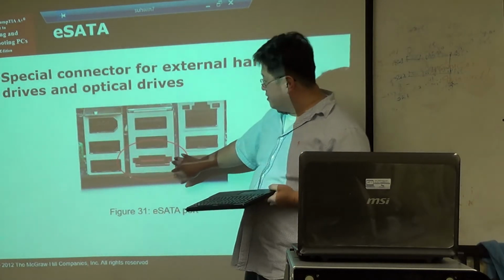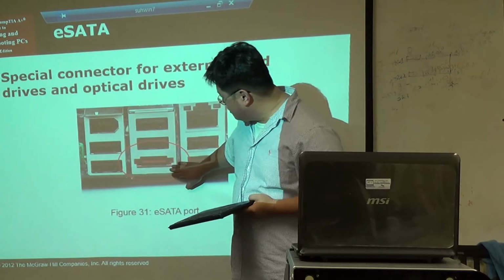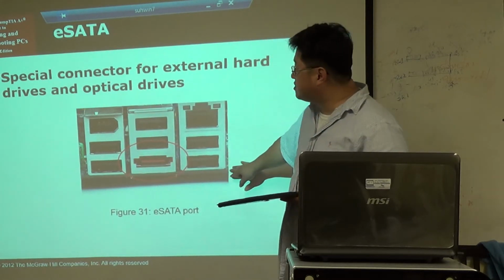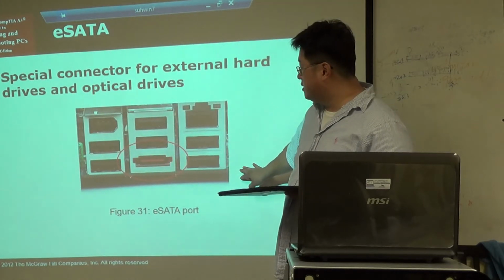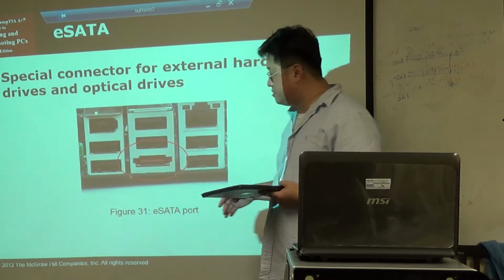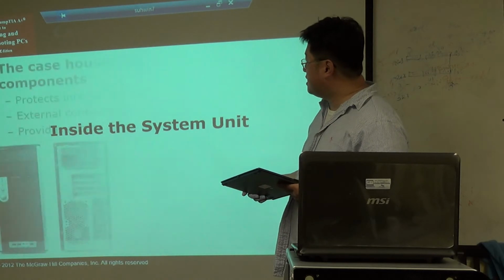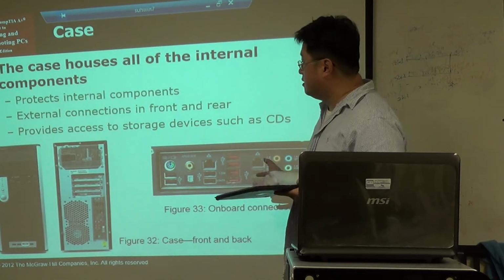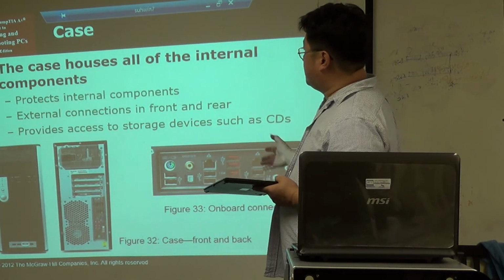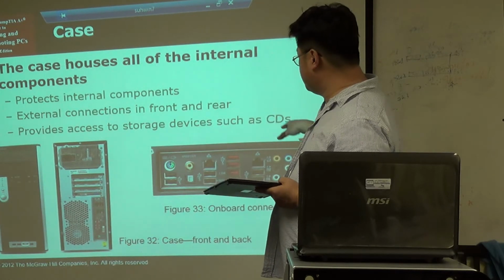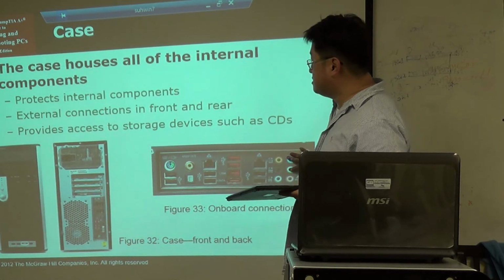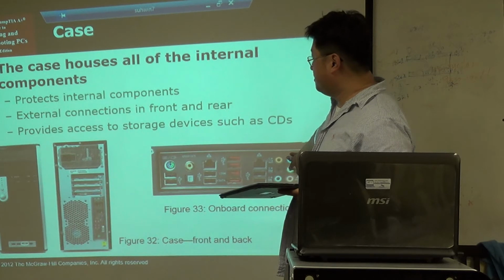Oh, eSATA. Look at this carefully here. Usually eSATA is for external hard drive storage, with faster transfer. Okay, inside the system unit, the case houses all of the internal components. This is the onboard connection types.